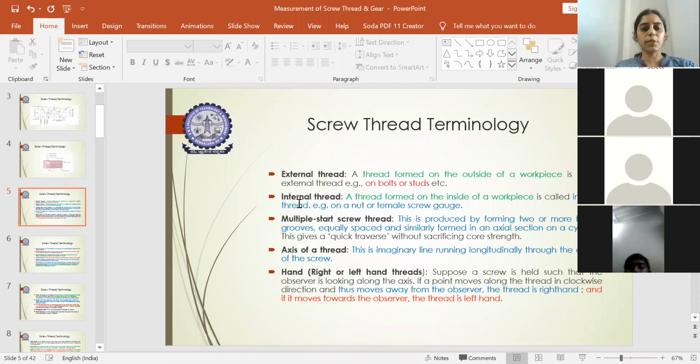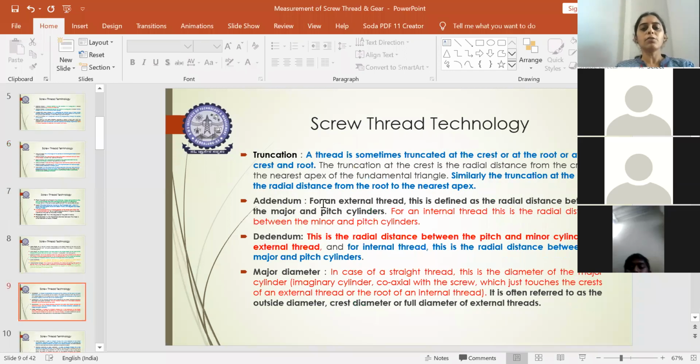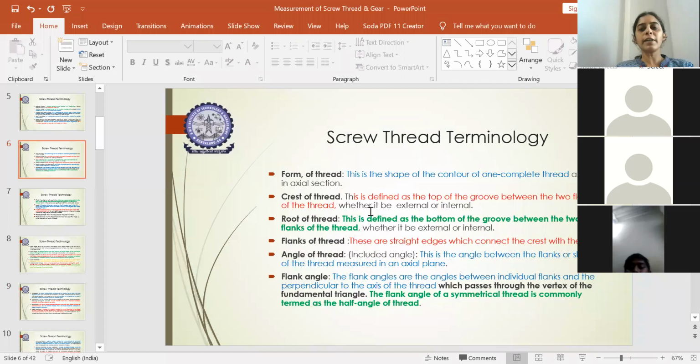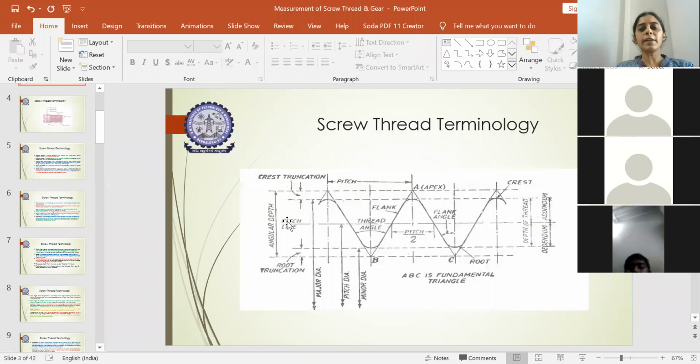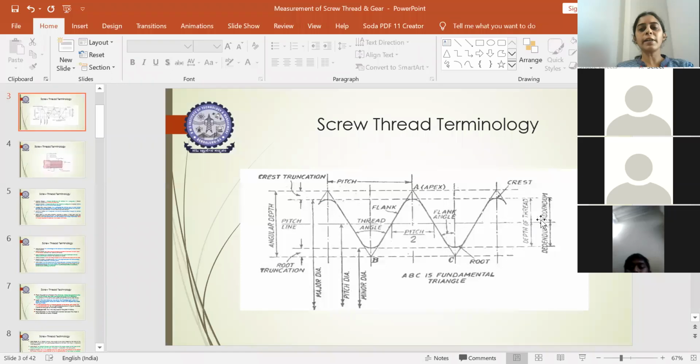And then addendum. This was also explained. For an external thread, this is defined as the radial distance between the major and the pitch cylinder. So this is the major diameter, the upper part, and this is the pitch cylinder line. So the distance between the major diameter and the pitch line or the pitch cylinder is called the addendum.